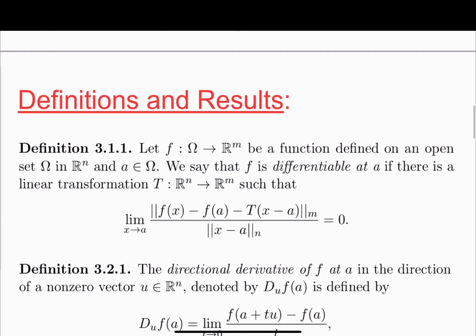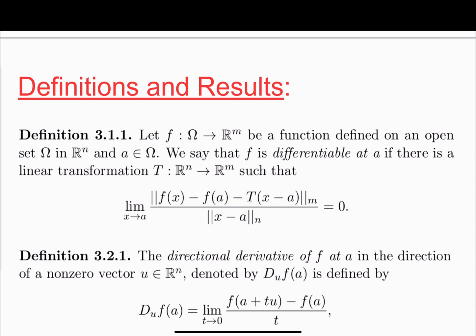Before solving this, we need a few definitions and results. Let's recall the definition of differentiability of a function. Let f be a function from Ω to Rᵐ, where Ω is an open subset of Rⁿ and a is a point in Ω. We say that f is differentiable at a if there is a linear transformation from Rⁿ to Rᵐ such that this limit holds, where the numerator uses the norm in Rᵐ and the denominator uses the norm in Rⁿ. If this holds, we say that f is differentiable at a.